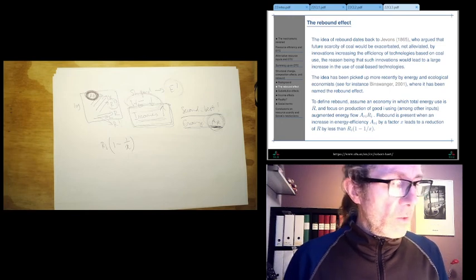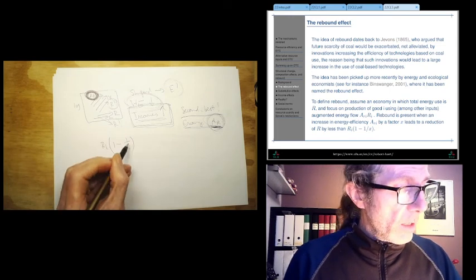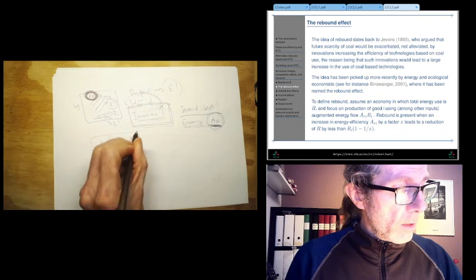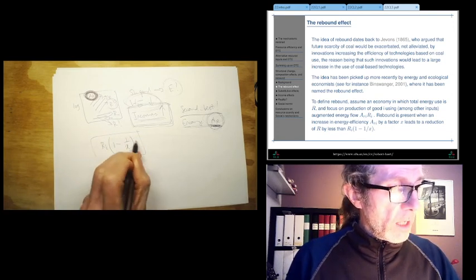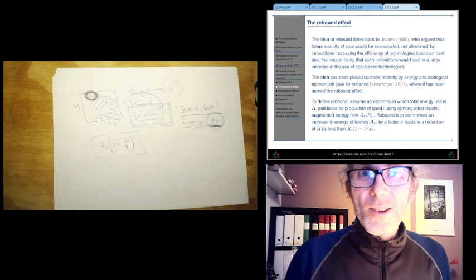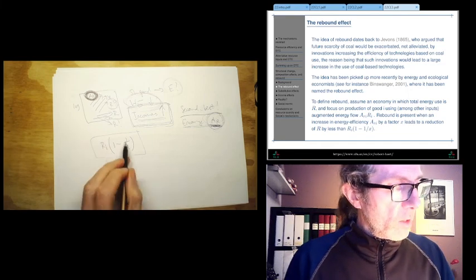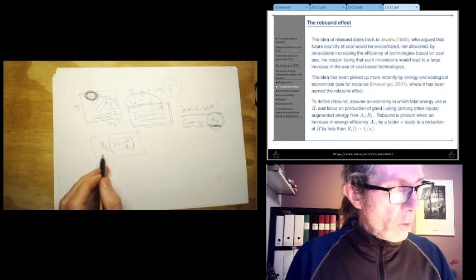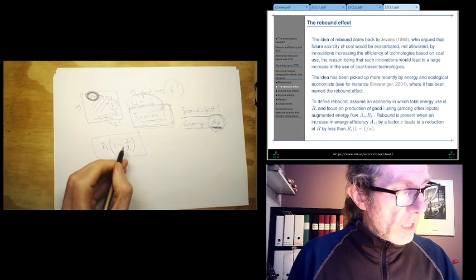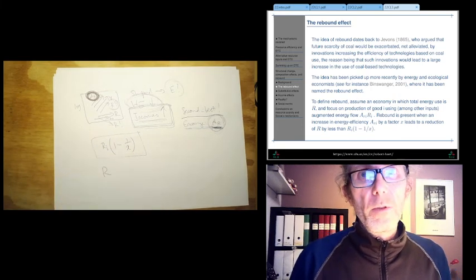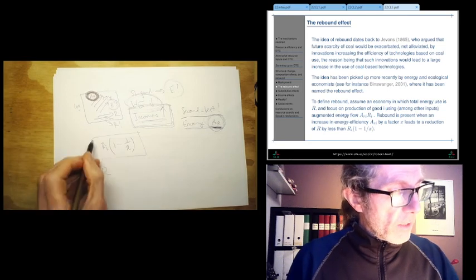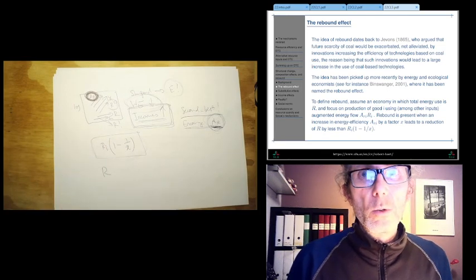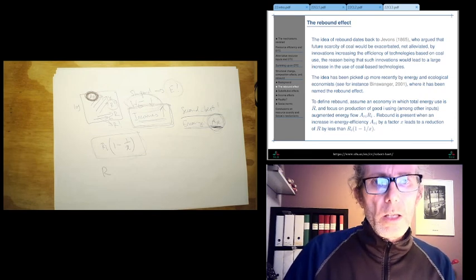But if X is 2, say, if there's no rebound, then we have 1 minus a half. That's a half. We halve energy use. All else equal, we'll halve energy use in sector I, and overall energy use, big R, will go down by that amount. Okay, half. But to the extent that it doesn't go down by that much, we've got rebound.